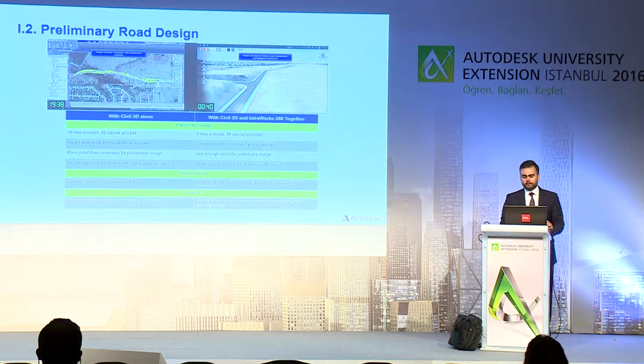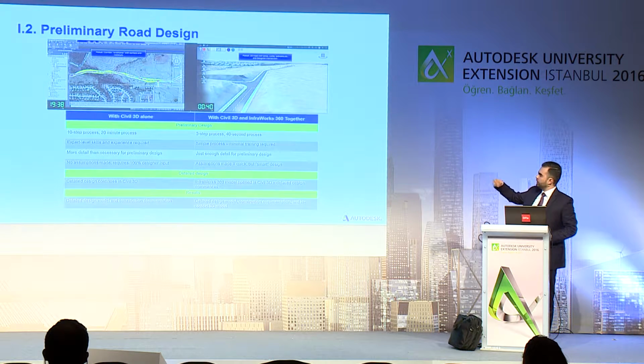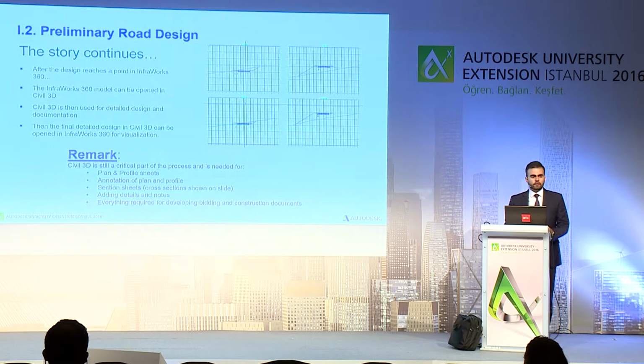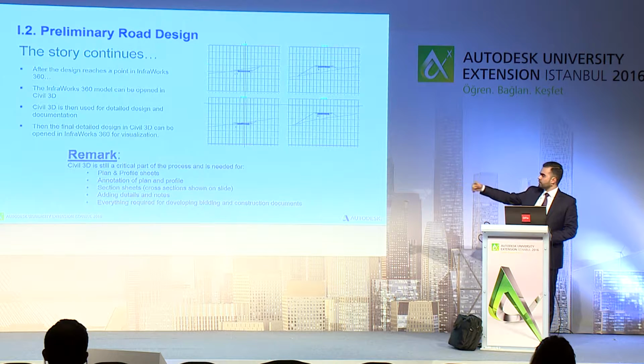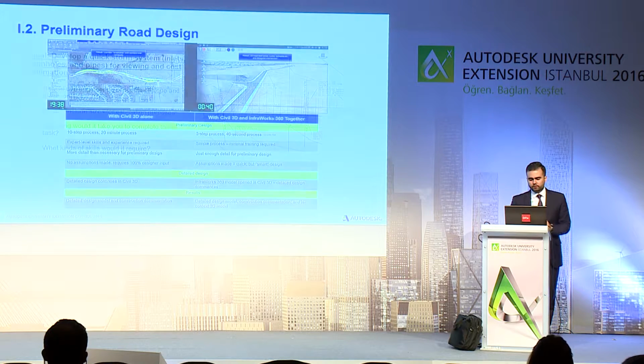Now the question is, why don't we use InfraWorks all the time? InfraWorks is very powerful if you're sketching things. But what if you want to generate, for example, the cross-sections or the alignment, profiles, and the documentation? Then the only way to go is definitely Civil 3D. InfraWorks is very good at sketching things as per design and showing them visually to your customers. But for documentation, the plan and profile, annotation, the section sheets, adding details and notes, it's definitely Civil 3D that is really required. So this is the second point that I wanted to touch upon.